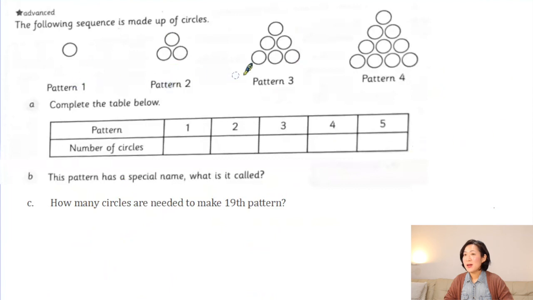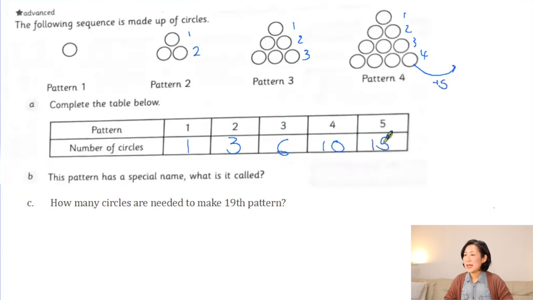Again, we've got pictures instead of numbers, but it's still the same. Let's figure that out. Pattern 1, how many circles? 1 circle. The next one, we can see 1, 2, so 3 circles altogether. And then 1, 2, 3. Keep adding the numbers. It's very familiar. I think we did it, right? Can you remember this pattern?